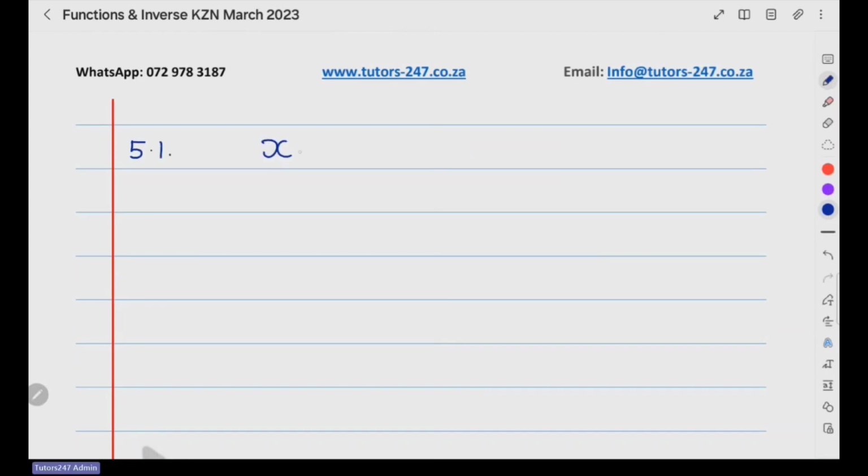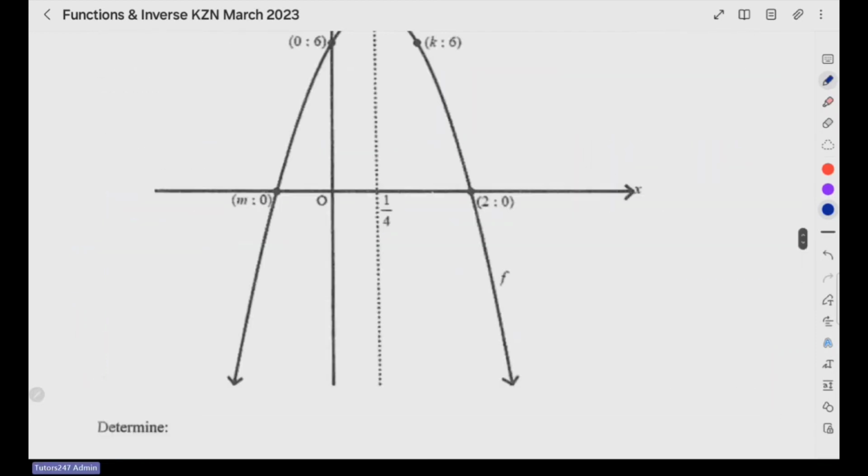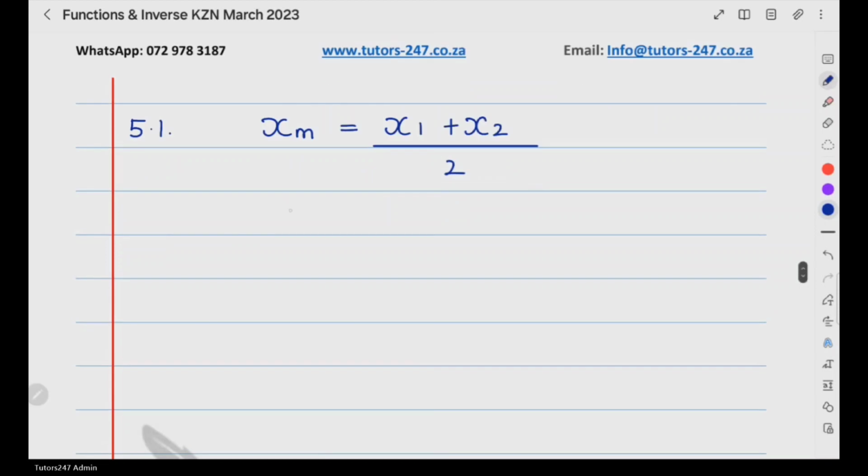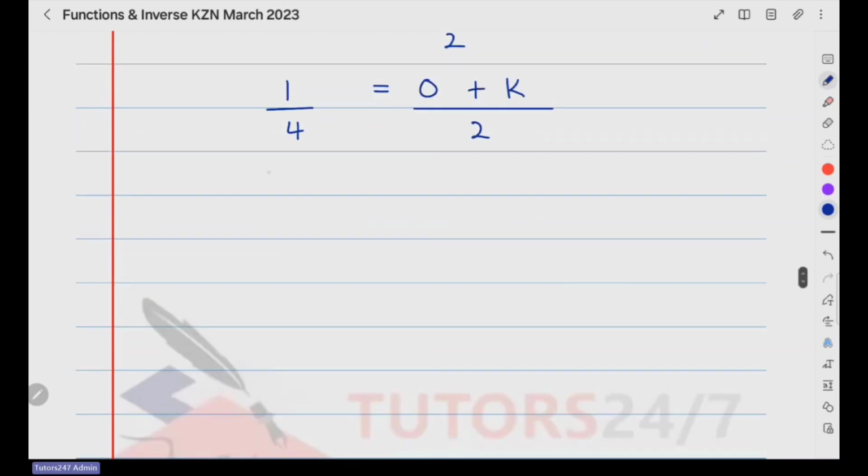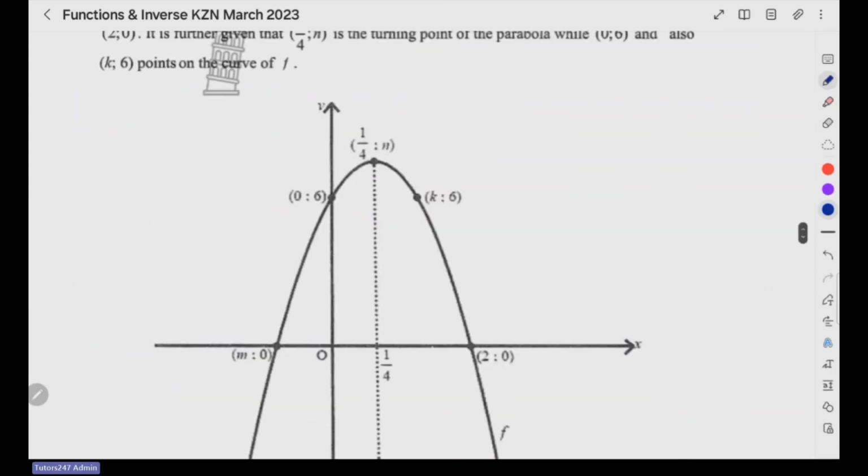So we have x midpoint is equal to x1 plus x2. Take note, this is not the only way you can do this. We will have a look at another option in a moment. So the midpoint is 1 over 4, and x1 is 0, and x2 is our value of k, all over 2. From here, k is equal to a half. And that is it. Now, let us go back and look at an alternative method.